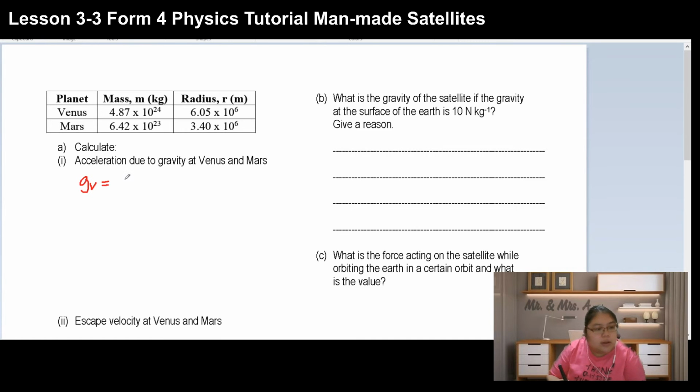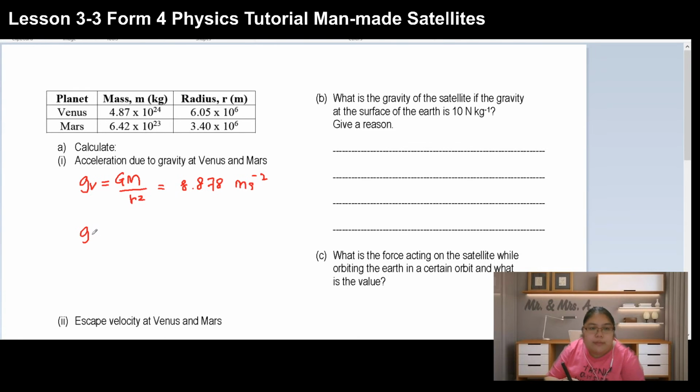Okay, the formula is g equals G, capital M, over the radius of Venus, R squared. So we get the answer, 8.878, no times 10, straightforward, that's the answer, m s^-2.